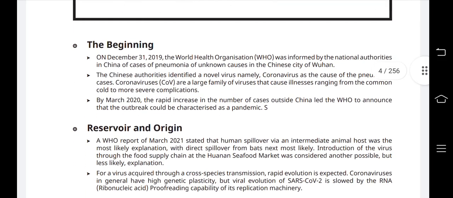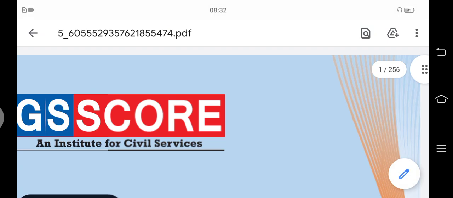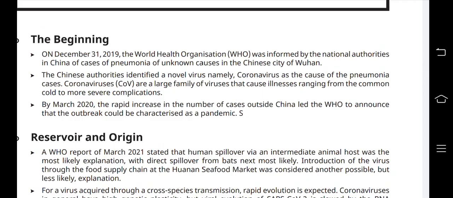The beginning. On December 31st, 2019, the World Health Organization (WHO) was informed by the national authorities in China of cases of pneumonia of unknown causes in the Chinese city of Wuhan. The Chinese authorities identified a novel virus, namely coronavirus, as the cause of the pneumonia cases. Coronaviruses (CoV) are a large family of viruses that cause illness ranging from the common cold to more severe complications. By March 2020, the rapid increase in the number of cases outside China led the WHO to announce that the outbreak could be characterized as a pandemic.